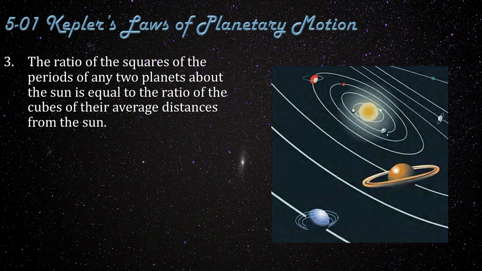And Kepler's third law: the ratio of the squares of the periods, that's the time it takes to go all the way around in one orbit, of any two planets about the Sun is equal to the ratio of the cubes of the average distances from the Sun. In other words, T squared over T squared, that's our period, the time it takes to go around once, equals the radius cubed over the radius cubed.